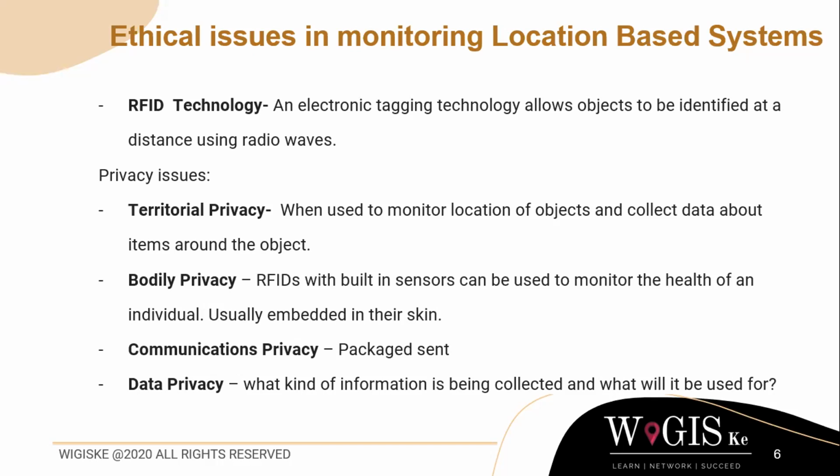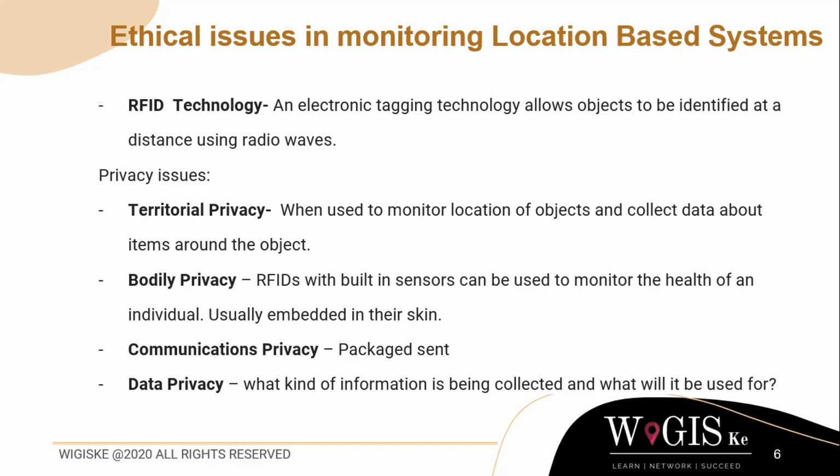Then the other issue is bodily privacy. This goes into the kind of attribute information that you're collecting. There are RFID devices that collect or monitor the health of an individual. I'm just using health as an example. What kind of information is being collected from this user? Is it the heart rate? Is it how healthy or how unhealthy they are? This is very private information. So if the individual being used as a case of where data is being collected is not familiar with or not aware of it, it becomes a huge privacy issue.